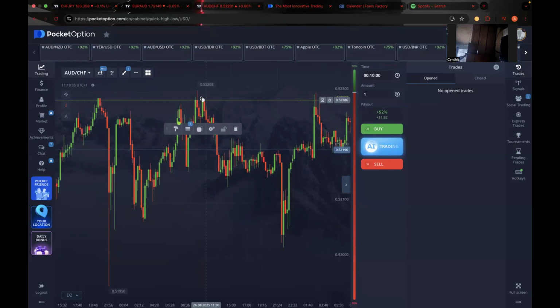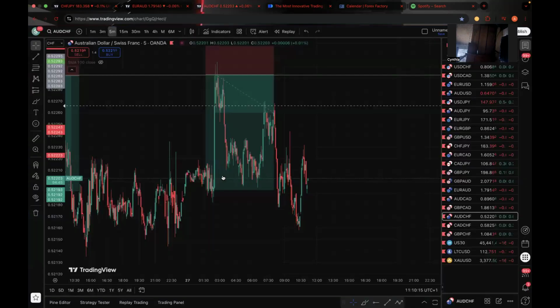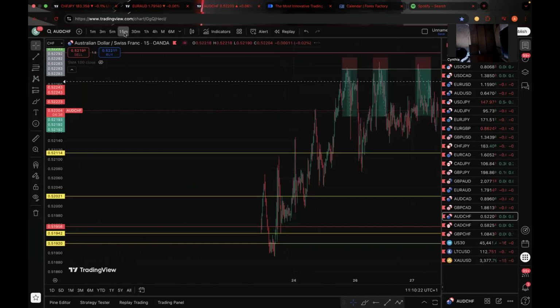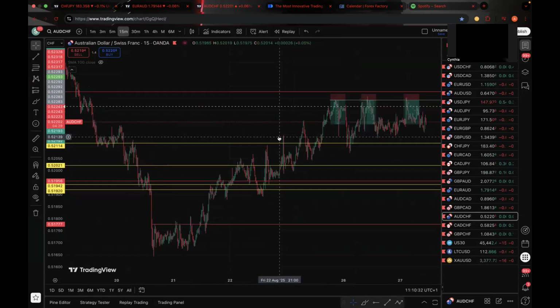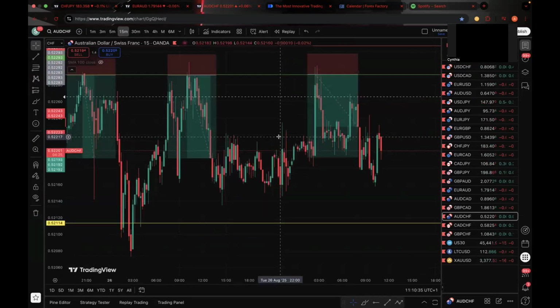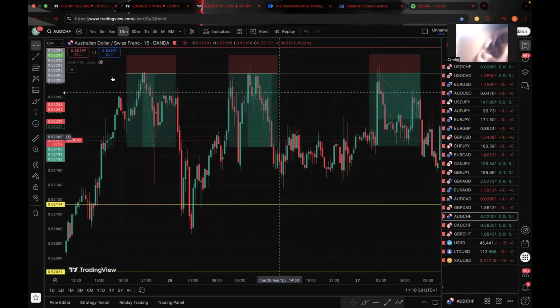All right, but I'm not sure if there's an exact place I meant to place the line. So what I'll do is go to my TradingView and jump to the higher time frame too, so my charts can be similar on TradingView to what I have on Pocket Options. So I zoom it out like this.